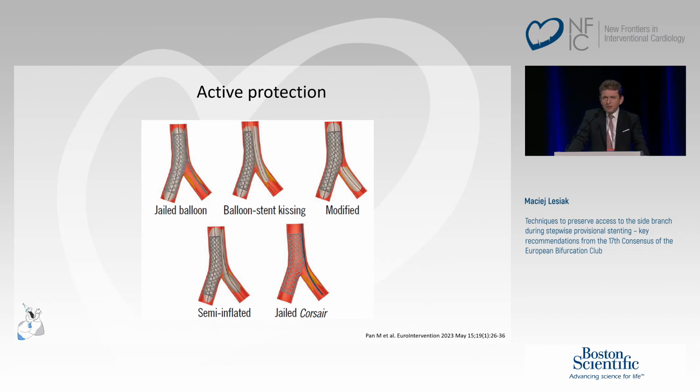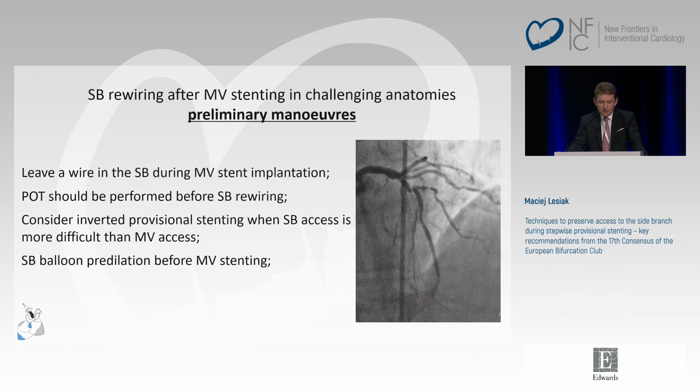So once we wire the side branch, we prepare the lesions and we stent the main vessel. What can we do apart from a jailed wire to protect the side branch? You can jail not only a wire, you can also jail a semi-inflated balloon, but you can also jail a microcatheter, to make it easy to rewire the side branch. There are some preliminary maneuvers you should do before attempting reaccess to the side branch.